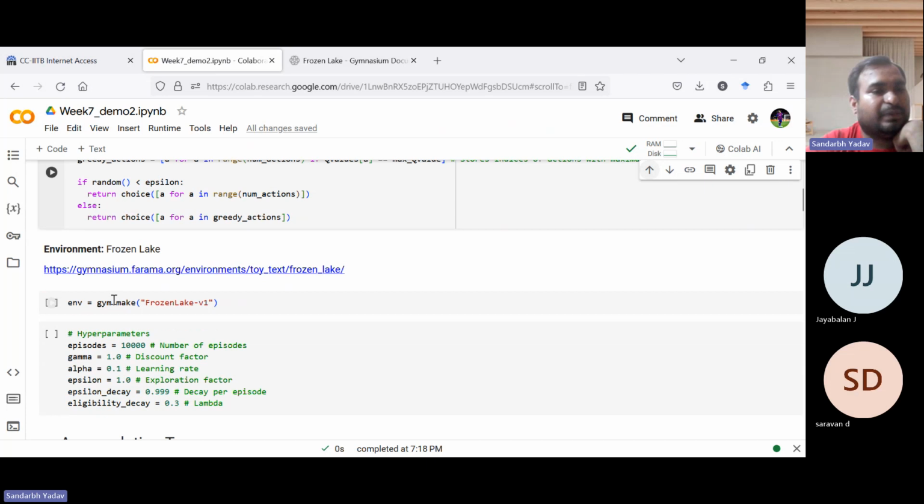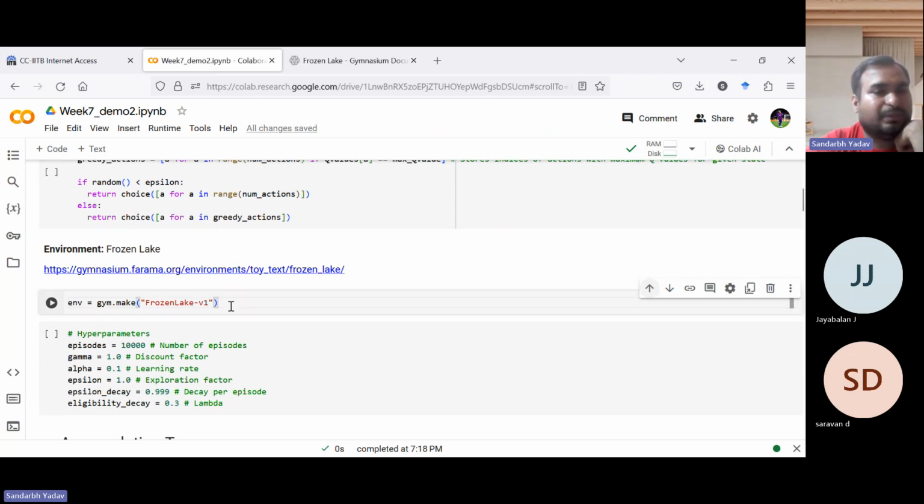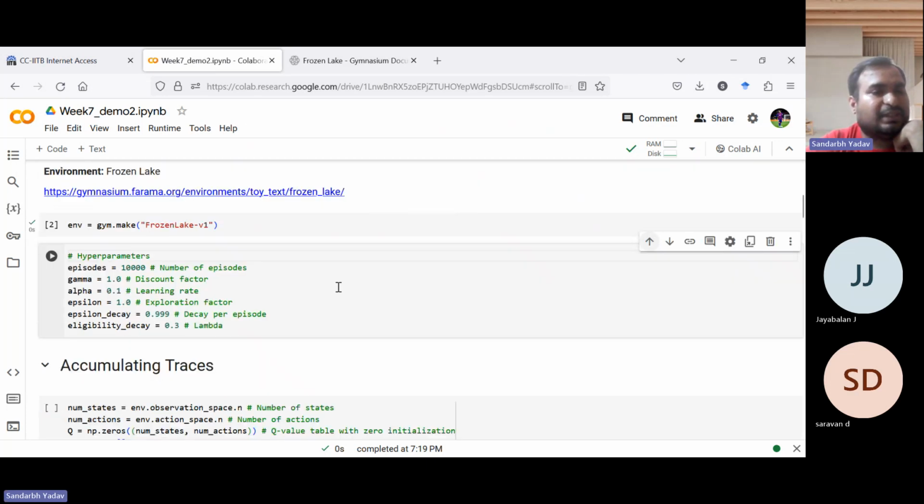So again, this is the environment. This is where we are calling that environment. These are the hyperparameters. Episodes: we will be doing 10,000 episodes. You can change these later. And gamma is the discount factor, which is 1. Remember, this is an episodic task, so for an episodic task, we can have gamma equal to 1. You can change these later and try. And alpha is the learning rate.